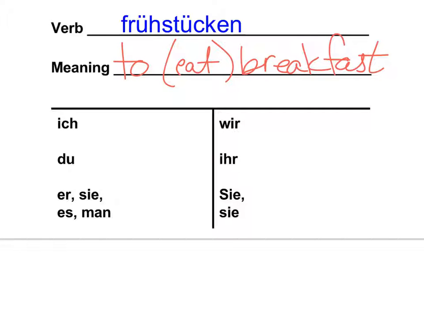All right, how are you going to conjugate it for ich? So we've got früh, which means early, by the way. Früh, umlauts. Stück, which means piece. Like you're eating a piece of something early in the morning. And then add your E. So Frühstücke. Everybody try that. Frühstücke.